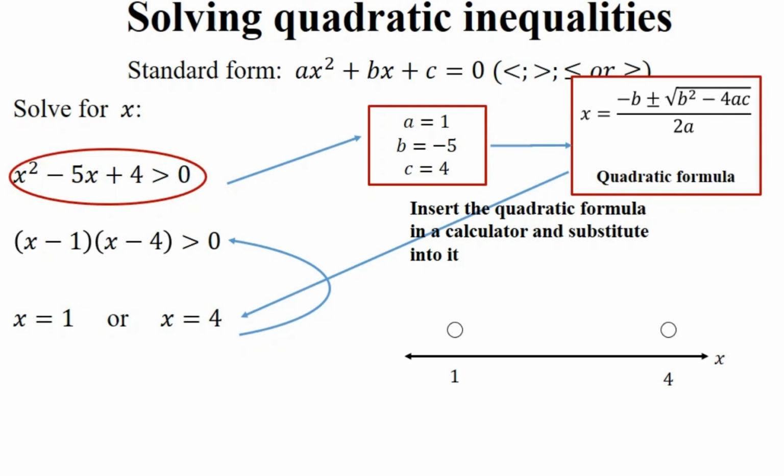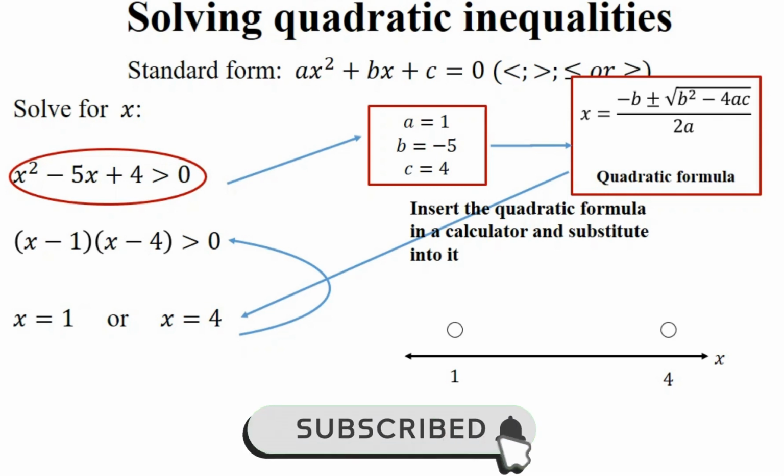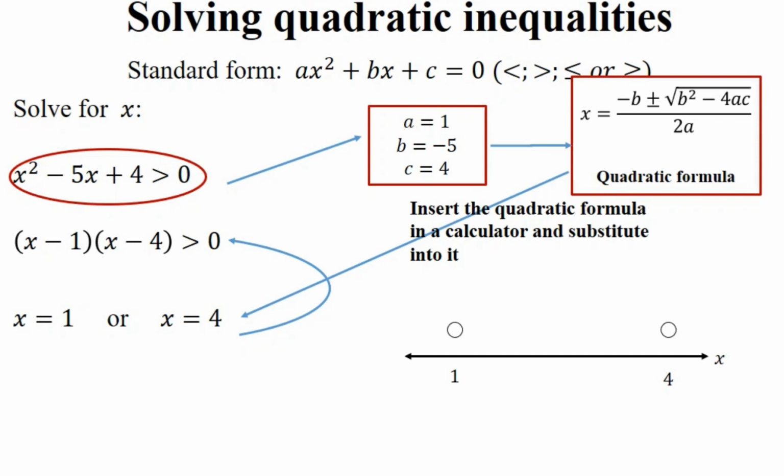Let's test the values in each interval. We have 3 intervals in this case: the values of x that are greater than 4, the values of x that are between 1 and 4, and the values of x that are less than 1. Now we just test one value per interval. If you test one value where x is greater than 4 and substitute into the inequality using your calculator, you will find that the answer is greater than 0, meaning that this interval satisfies the inequality.